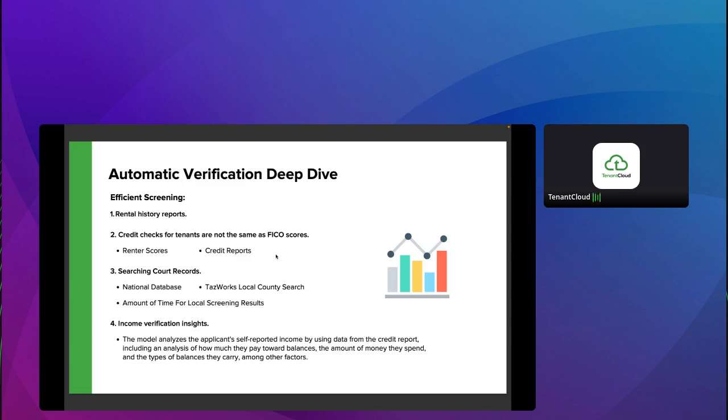In fact, I was just chatting with some people shortly before this webinar about this very topic. They were discussing rental scores and FICO scores and Vantage scores, and we were just chatting about that. It's a very important distinction to make.